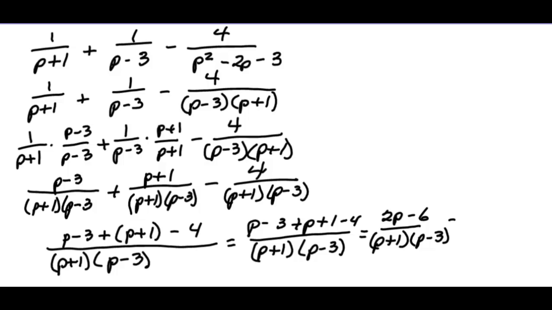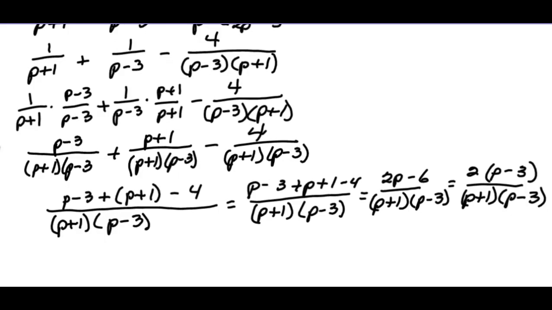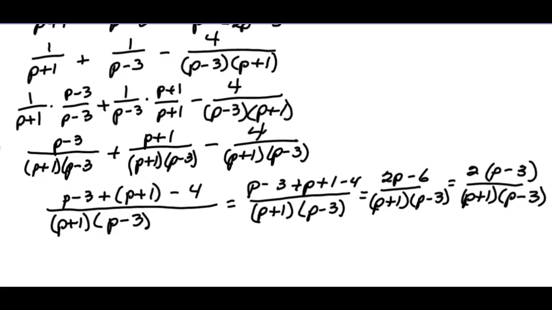For the first time, we can factor that numerator, and we'll factor out a 2, so we have 2 times p minus 3. And in our denominator, we have p plus 1 times p minus 3. Now we do have a common factor for both the numerator and the denominator, and so what we can do is cancel those two out, and we end up with 2 over p plus 1.